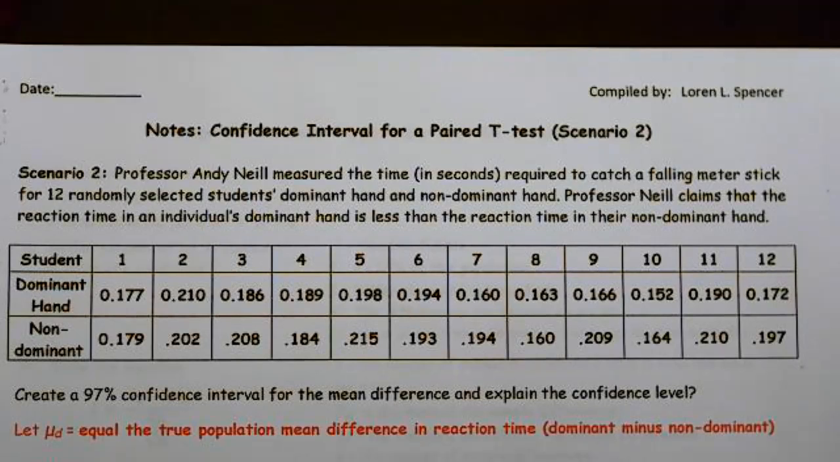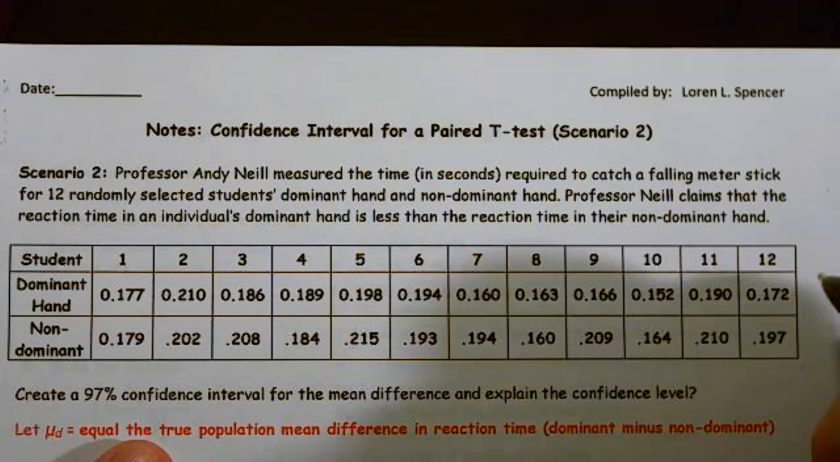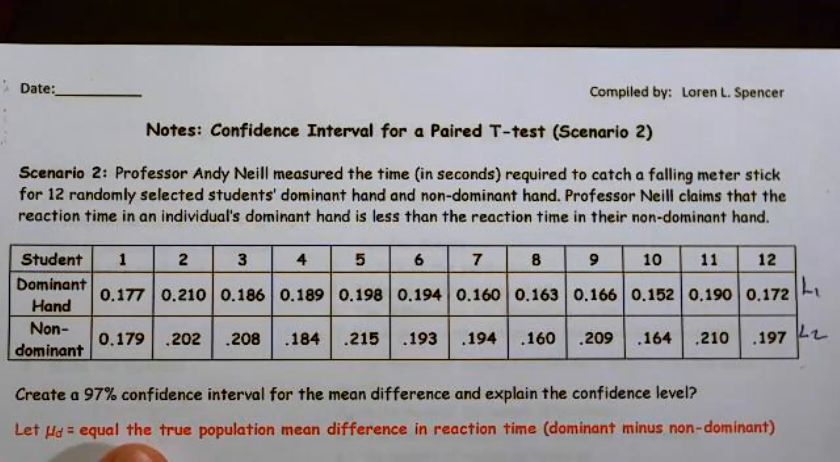Professor Neil claims that the reaction time in an individual's dominant hand is less than the reaction time in their non-dominant hand. Create a 97% confidence interval for the mean difference and explain the confidence level. So I'm going to say we're going to go dominant minus non-dominant just because that's the way they listed this. Ultimately, I'll need to put this information in the column L1 and this information in the column L2.